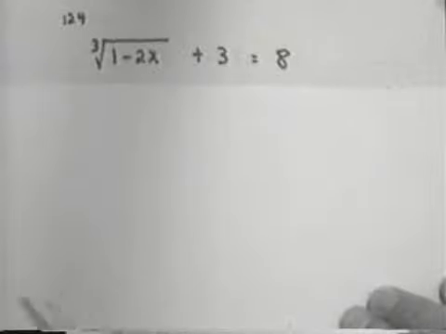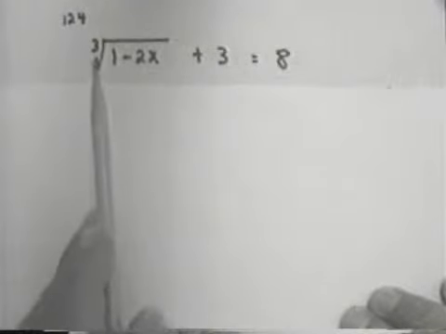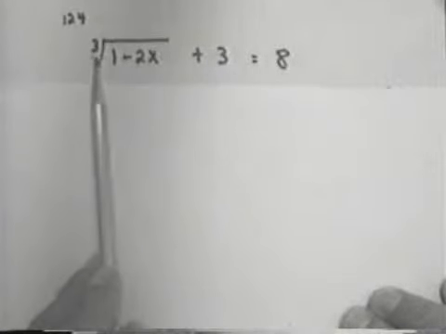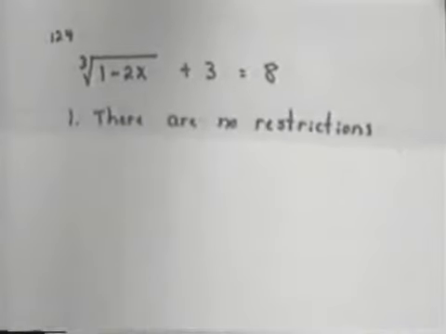Let's look at the cube root of 1 subtract 2x plus 3 is equal to 8. Now notice there are no restrictions for this one because I have an odd index. You only have to worry about restrictions when the index is even. So there are no restrictions.